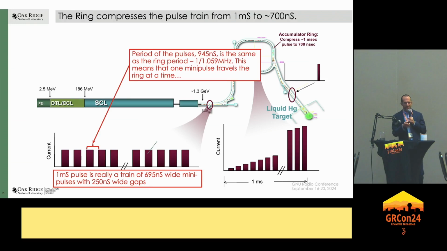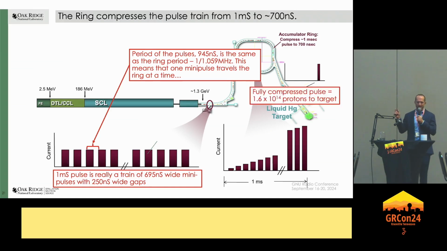So what you can see here on the time structure, each pulse period is 945 nanoseconds. That's the period of 1 megahertz, right? So quite literally what happens is a single pulse at a time goes around the ring, and you get an idea graphically of that accumulation there in the bottom right. And ultimately what we do is we compress it all the way down to about 700 nanoseconds, and that's what actually hits the target. And inside that compressed pulse is about 10 to the 14 protons.